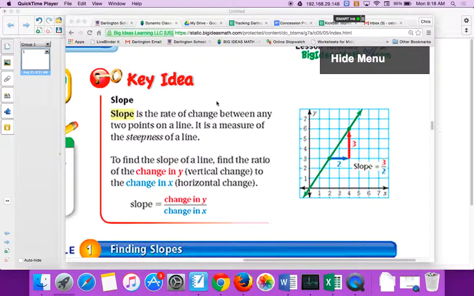All right, so the next lesson we're going to look at is slope. I know some of y'all said you had a little trouble with it last year, so I'm going to make sure that I take my time with y'all and really look at this carefully.